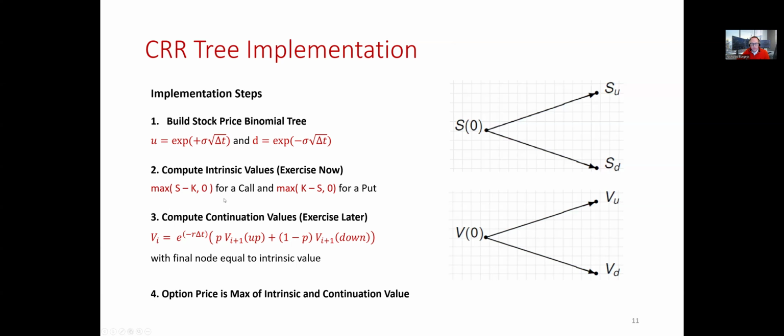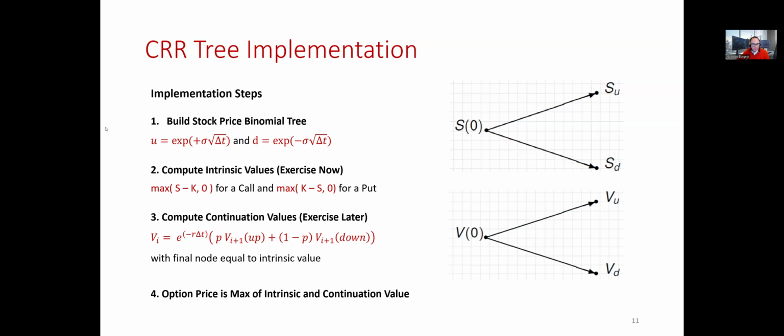And then we have a separate table where we measure intrinsic values at all those points, which is just the difference between the spot and the strike. For a call, it's the maximum of S minus K and 0. And for a put, it's the maximum of K minus S, strike minus spot, and 0. We calculate the intrinsic values for each of the different nodes in our stock price tree. That's the value of exercising now, where you lose your time value and it's all intrinsic value.